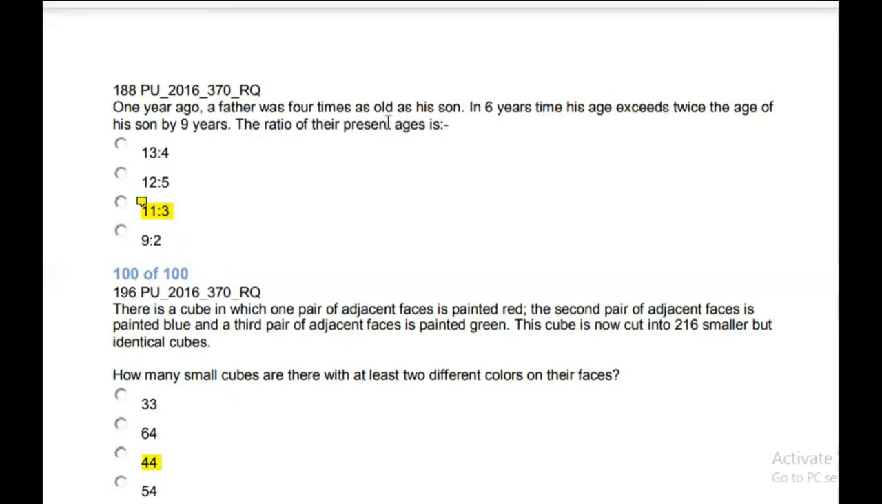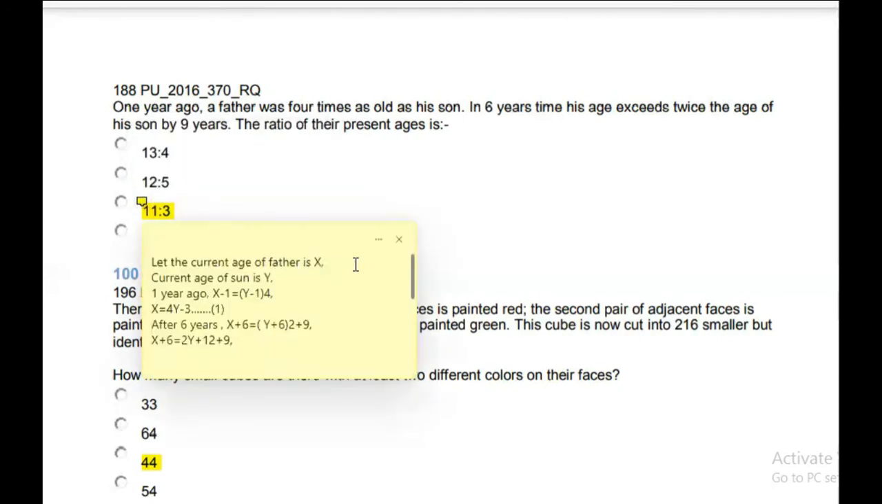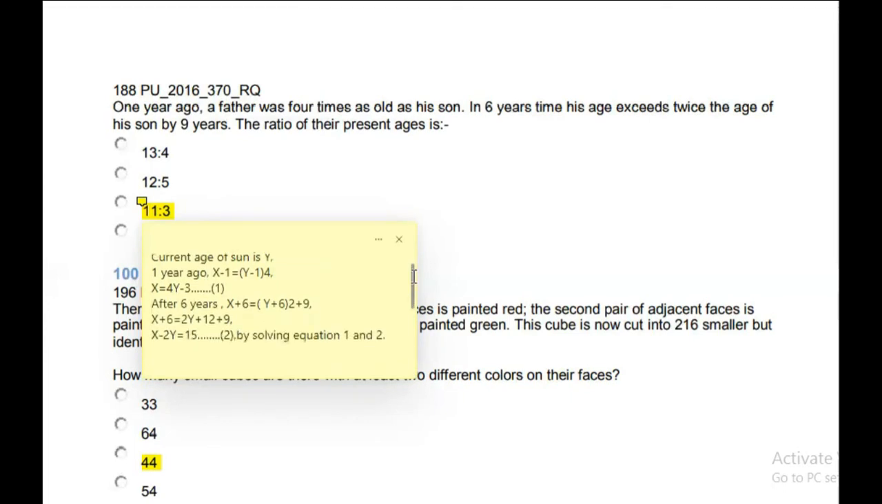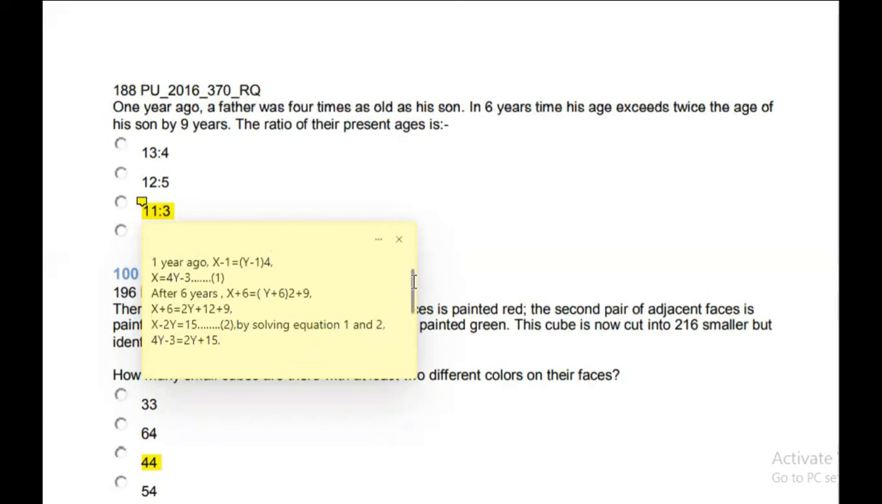The ratio of their present ages is, the answer is, let the current age of the father be x, current age of son be y. 1 year ago, x minus 1 is equal to y minus 1 into 4. So 1 year ago the father was x minus 1, and the age of son was y minus 1. It's 4 times, so 4 into y minus 1. Then x is equal to 4y minus 3, which is equation 1.